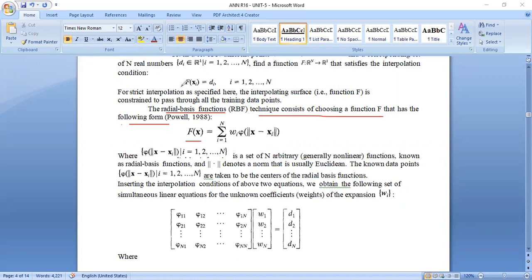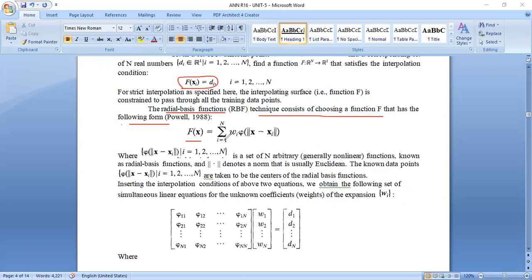For normal feed forward networks, the interpolation problem is represented by this formula, that is f of xi equal to di. This is the interpolation condition for normal networks, used to map the input space into the output space. And coming to this one, this is for the RBF function.